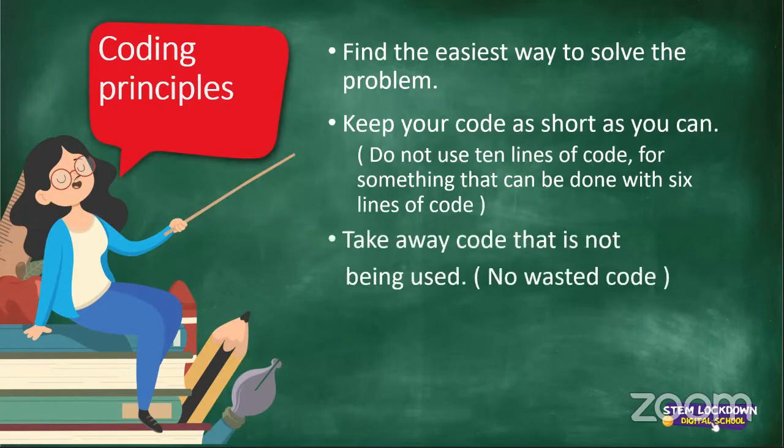And then the last one says take away code that is not being used. We don't want any wasted code. I'll show you what I mean by that on our workspace in code.org. When you have wasted code on a page, the code is not being used, but the system or the device is still reading that code and trying to execute it, but there is nothing to execute. So it slows down systems and devices, and it puts them under unnecessary strain.